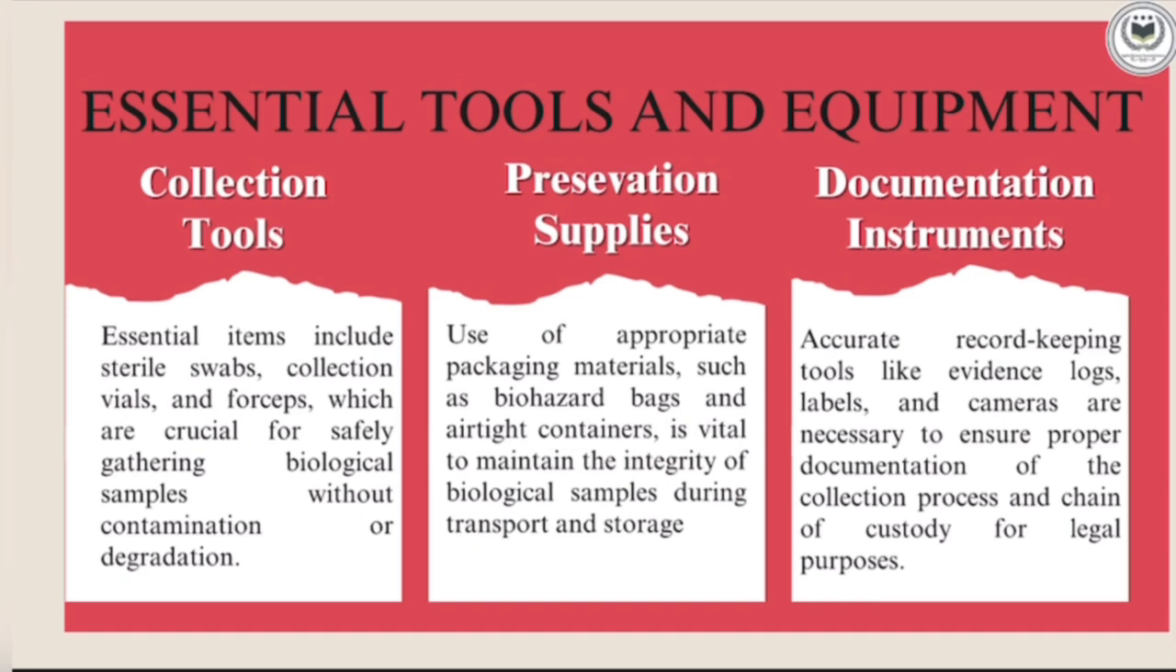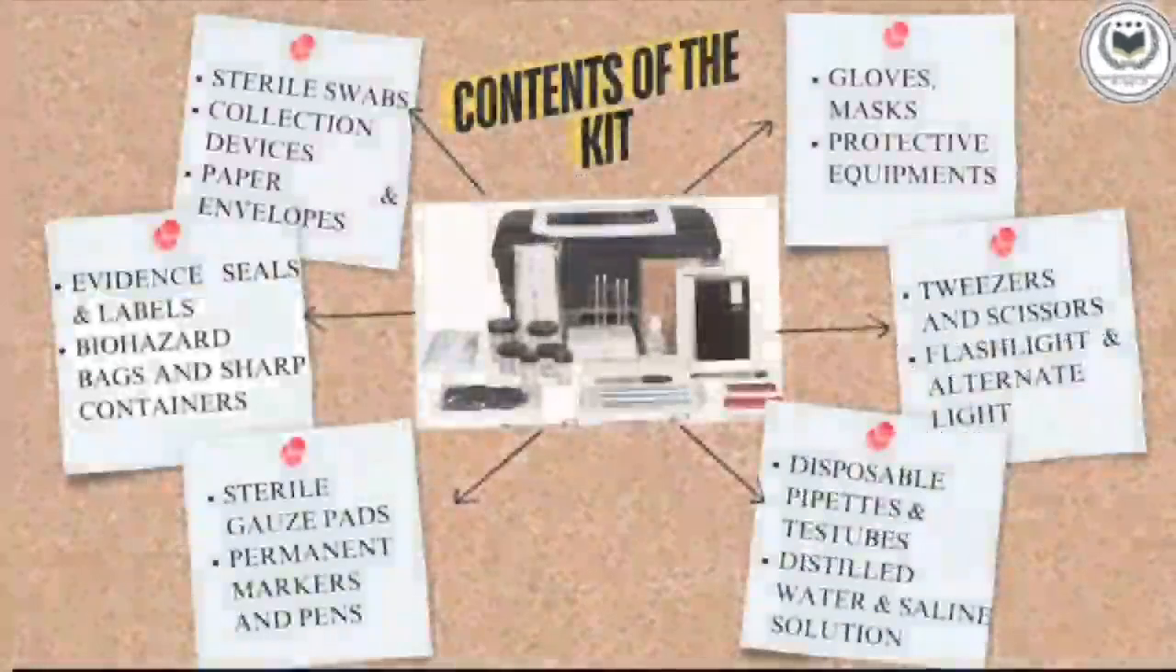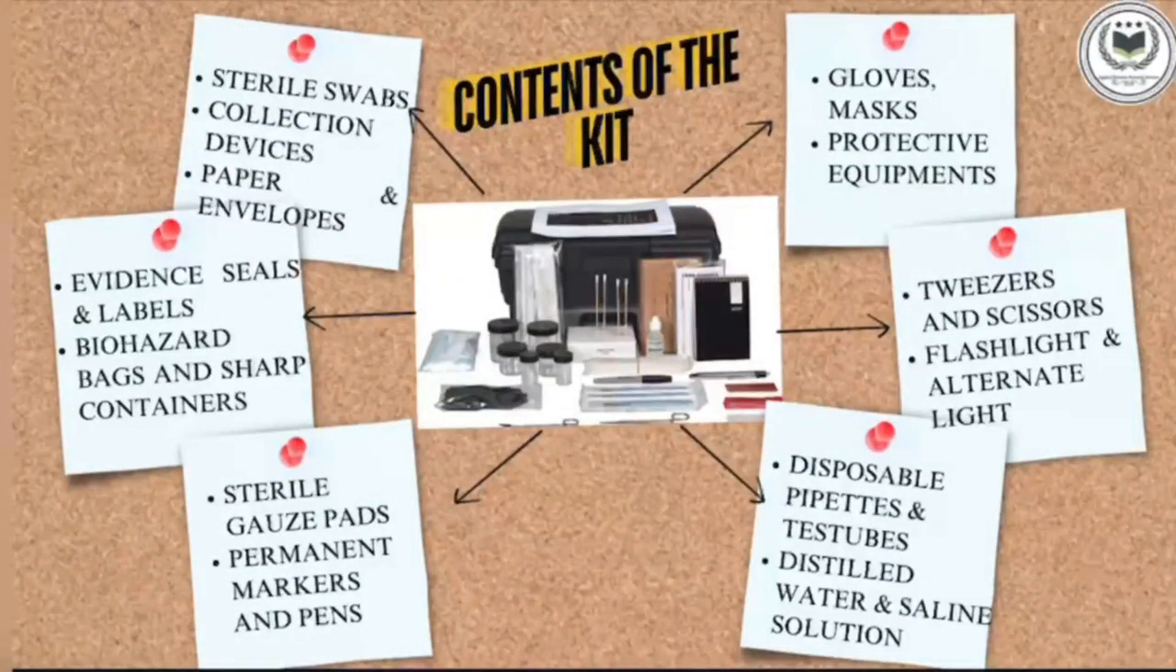Evidence collection containers: various sizes of biohazard bags, evidence envelopes, and sterile containers are used to securely store collected samples. Contents of the kit: sample collection items like sterile cotton swabs for DNA collection, blood collection tubes or vials, plastic or glass containers used for liquid samples like urine, and documentation supplies: evidence labels, markers, and notebooks for recording details about the samples collected.